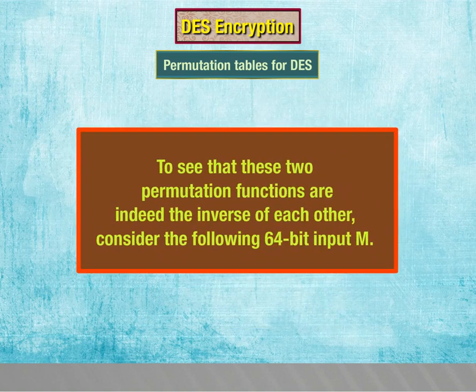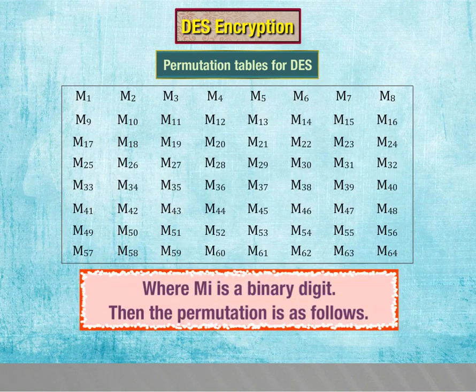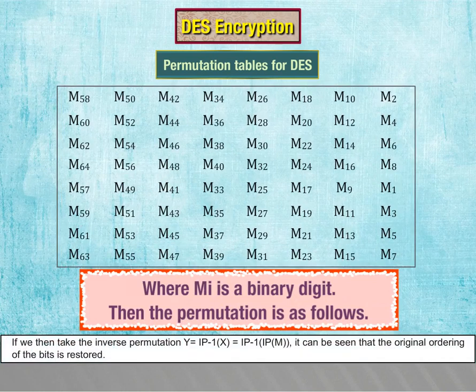To see that these 2 permutation functions are indeed the inverse of each other, consider the following 64-bit input M, where Mi is a binary digit. Then the permutation is as follows. If we then take the inverse permutation, y = IP-1(x) = IP-1(IP(M)), it can be seen that the original ordering of the bits is restored.